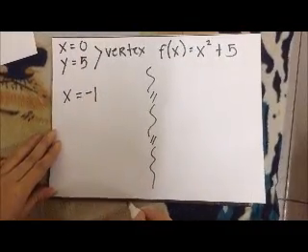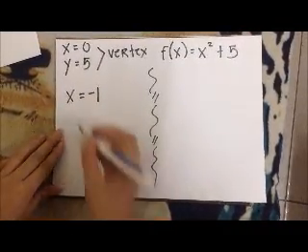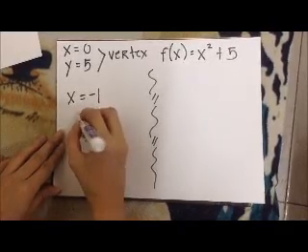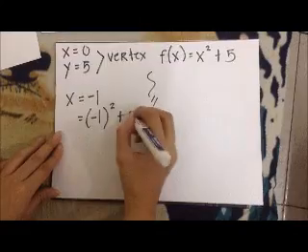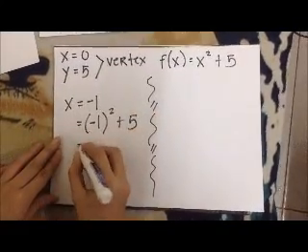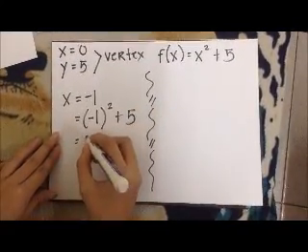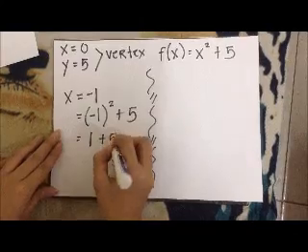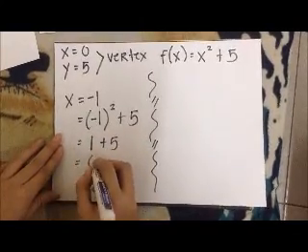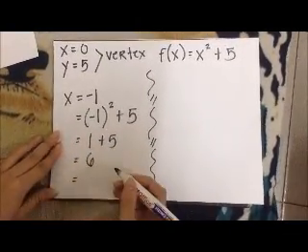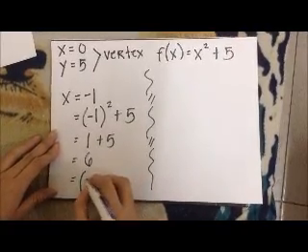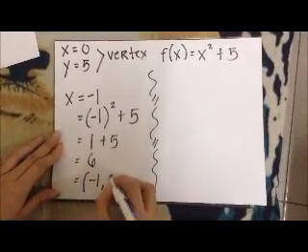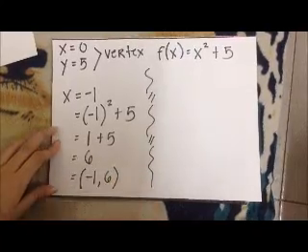And now we substitute it into the quadratic function. Negative 1 squared is equal to 1 plus 5 equal to 6. For our second point, we have x as negative 1 and 6 as y.